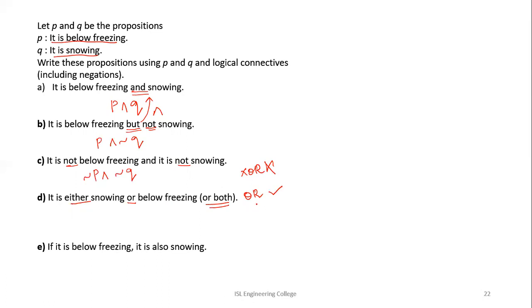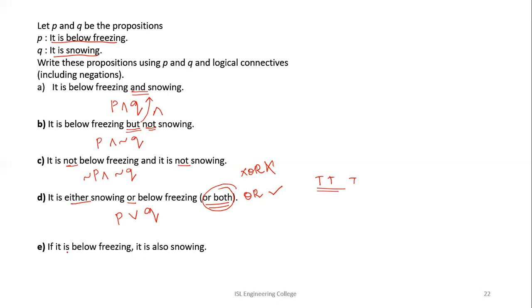Why? Because if only just the first part of the statement was given, either snowing or freezing, then it would have been XOR. But since both is mentioned, it will be or. So if both of them are true, then true. This both denotes this part. So it is the simple disjunction.